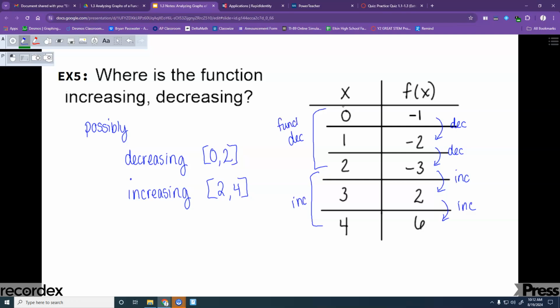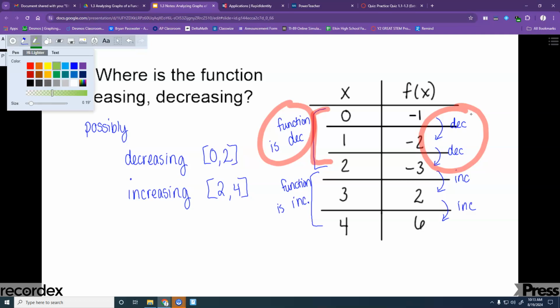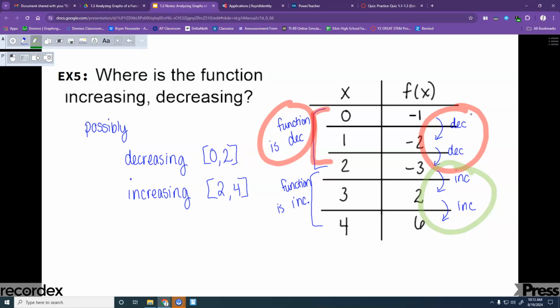Function is decreasing. So the x values are increasing, but the function is increasing or decreasing here. So you are correct. These are all increasing, but we're looking at whether or not we're decreasing over here, and that tells us that the function is decreasing from 0 to 2. And then we're looking over here to see if the f of x is increasing or decreasing. That tells us if the function is increasing from 2 to 4.